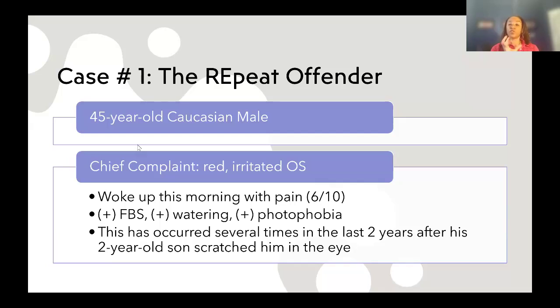This patient was new to my office for this particular visit. He was only in town for a week for a work conference. He knows exactly what's happening and exactly how to treat it, but he was in hopes of finding a doctor that would do something a little bit different because he's getting irritated with this process happening over and over again. So this is what his eye looks like.